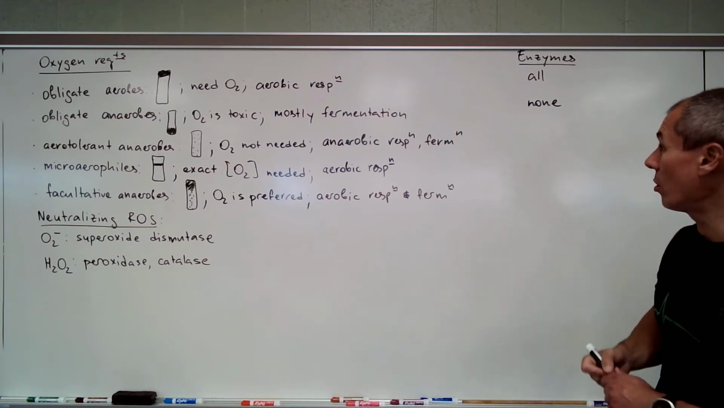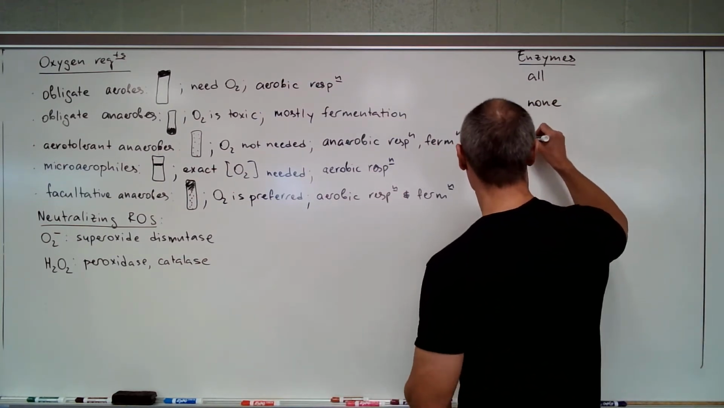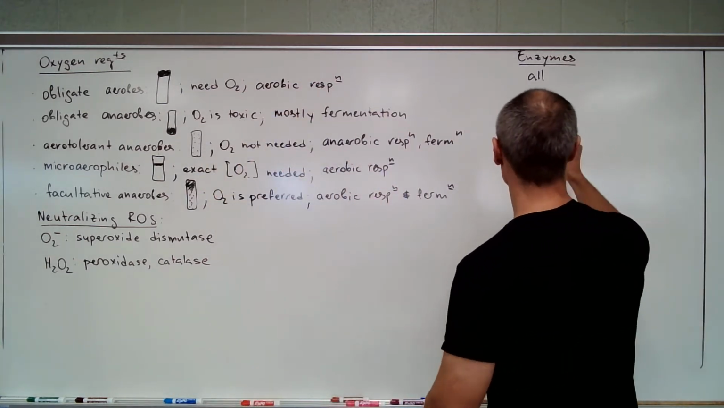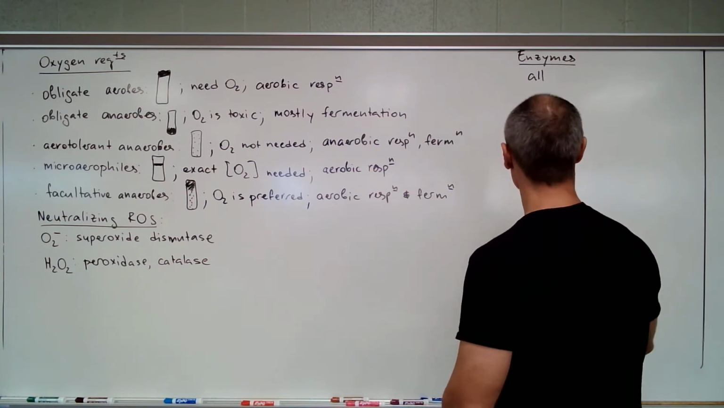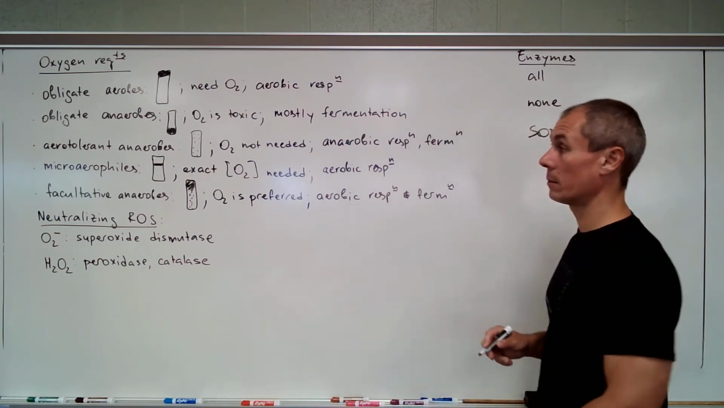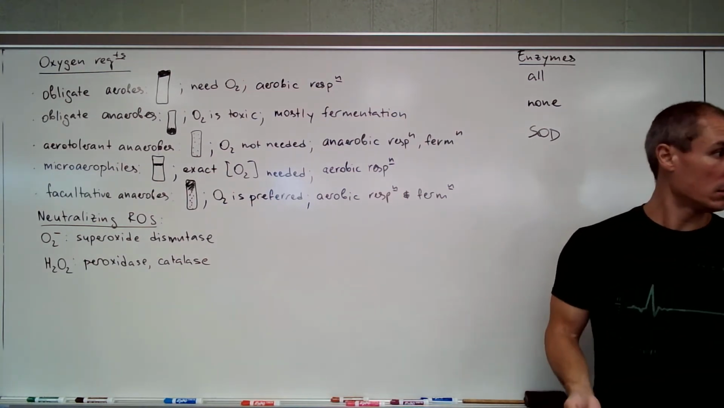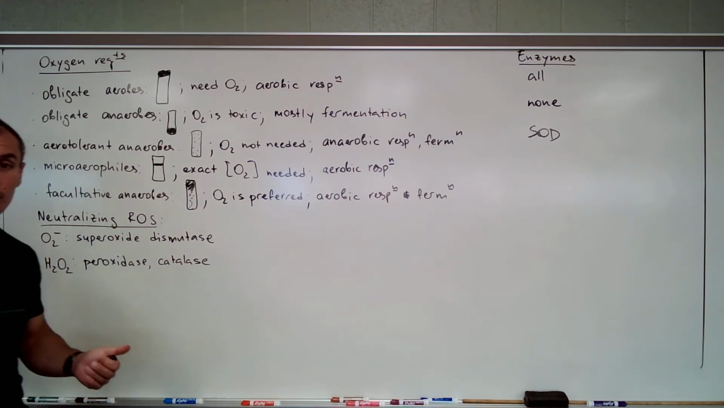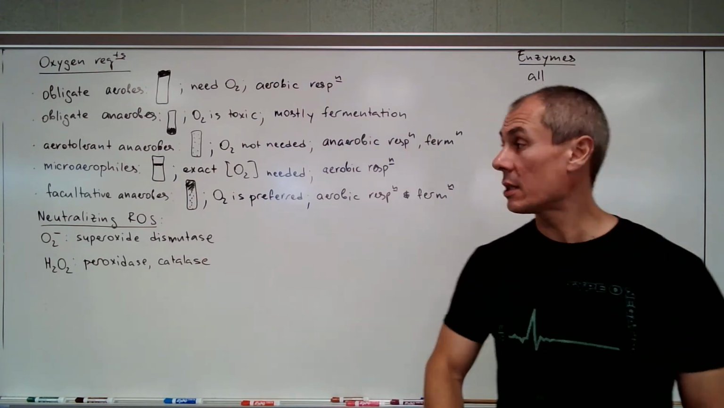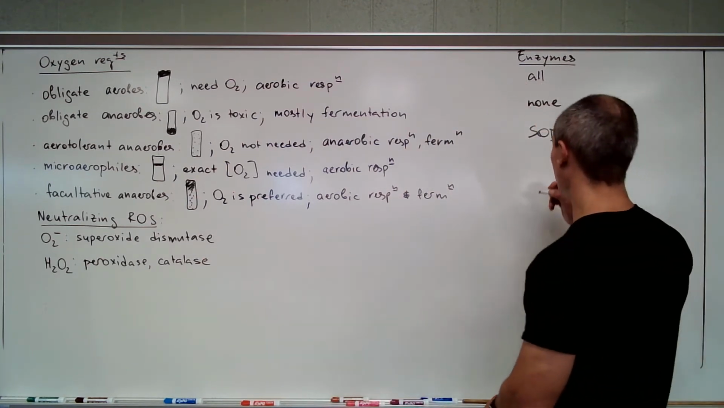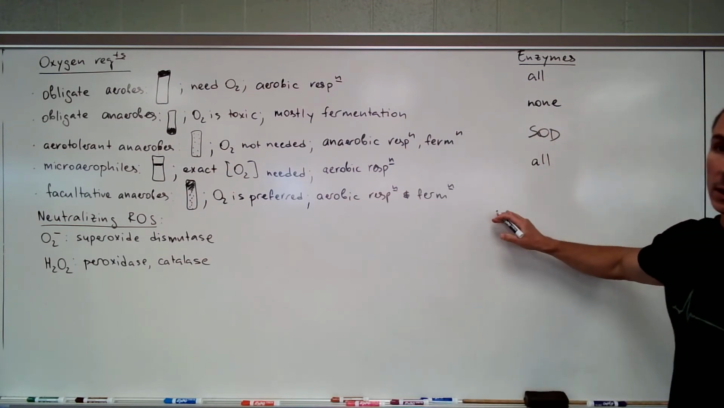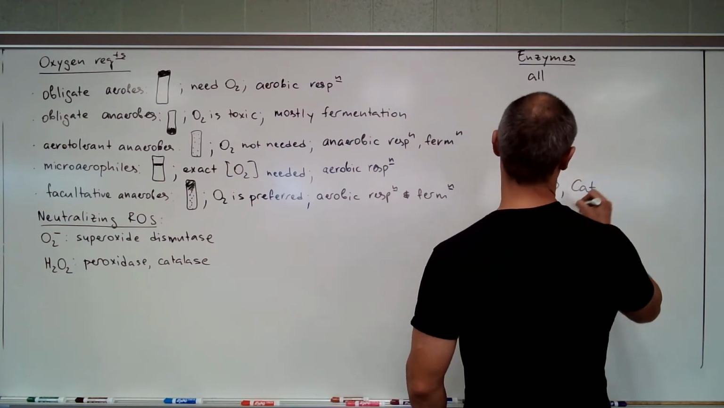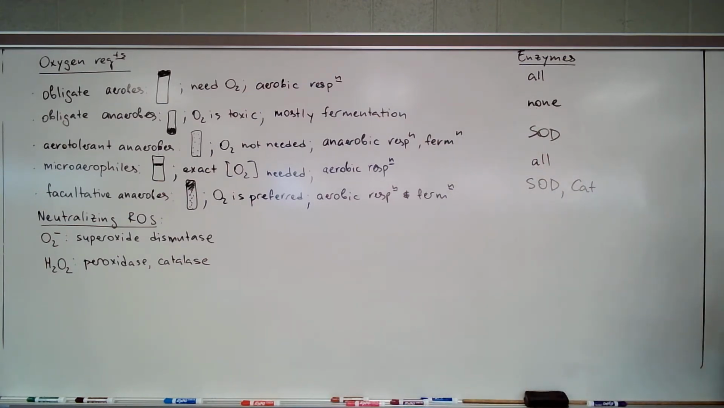Now, aerotolerant anaerobes, usually, sorry, not catalase, superoxide dismutase. So they can deal with the most dangerous one here. Now, hydrogen peroxide, they're okay. They can tough it out. Microaerophiles usually have all. Now, facultative anaerobes: SOD, catalase, maybe peroxidase. Okay?